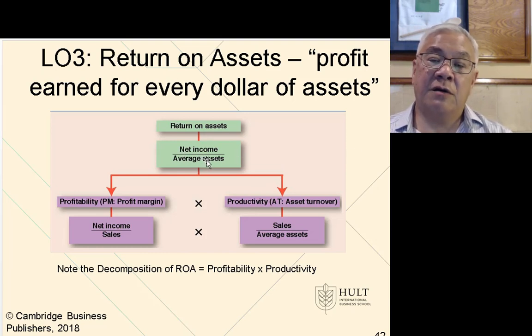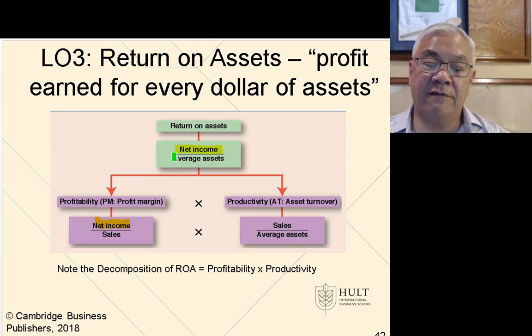Then we can do what we call decomposition. Decomposition is we take net income, we leave that alone. We see net income here, and we see net income here, right? So that didn't move. But on the other side, we have average assets here and average assets here. What we do, which is the bit of insight, is that we then divide the first one by sales, and we have sales as the numerator.